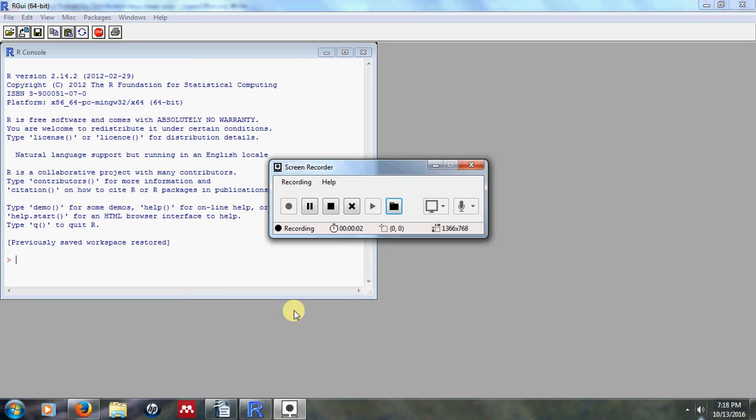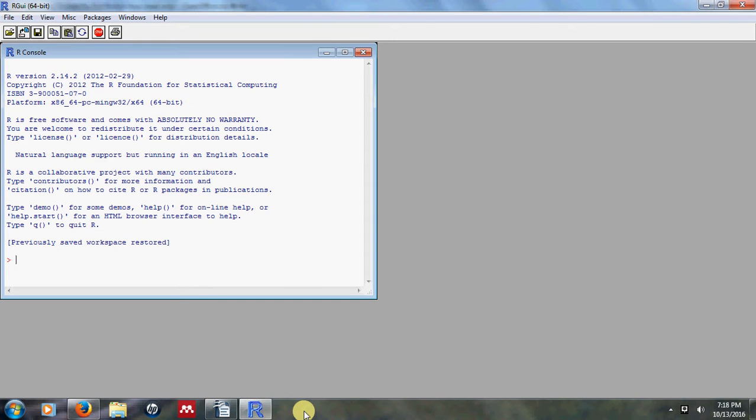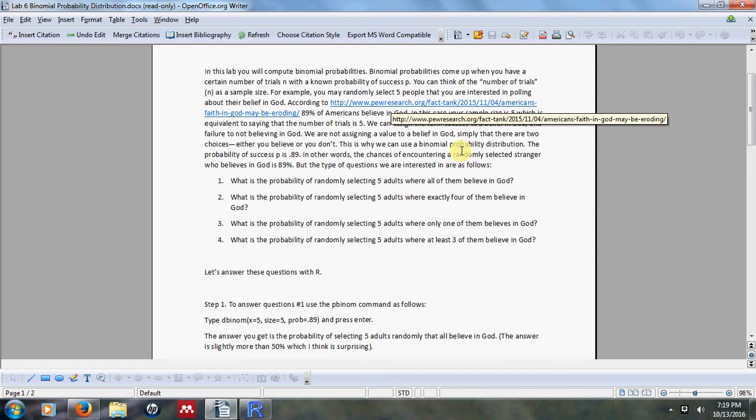Okay, in this lab we're going to use R to answer a few questions. The questions that we're going to answer are on this worksheet, and they are: what's the probability of randomly selecting 5 adults where all of them believe in God? What's the probability of randomly selecting 5 adults where exactly 4 of them believe in God? What's the probability of randomly selecting 5 adults where only 1 of them believes in God? And what's the probability of randomly selecting 5 adults where at least 3 of them believe in God?